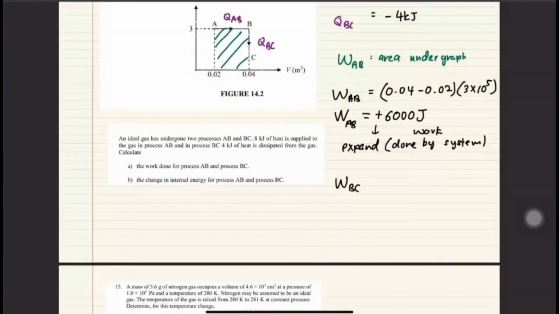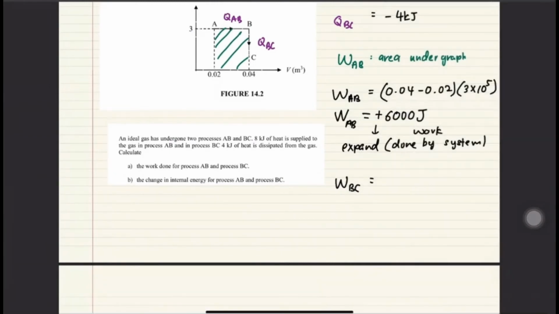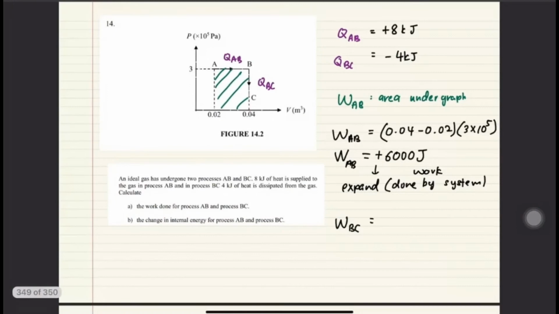the easiest. Work BC equals to what? How big is the area under the graph for process B to C? Is there a change in volume? No. There is no change in volume, meaning work done is equal to 0. Yes, correct. Okay, that one's for question A.